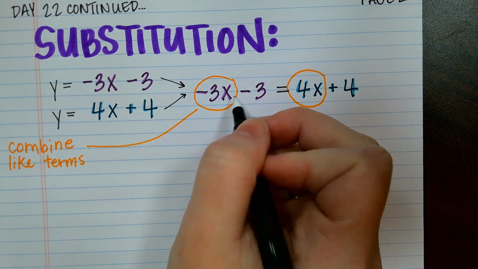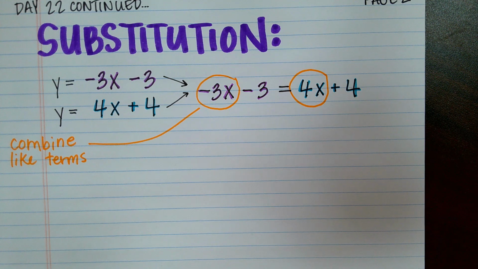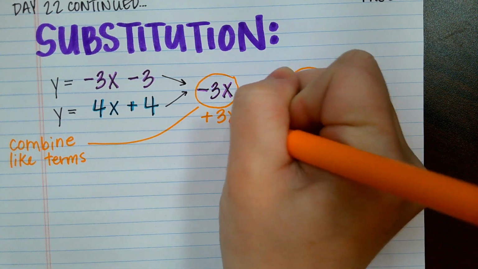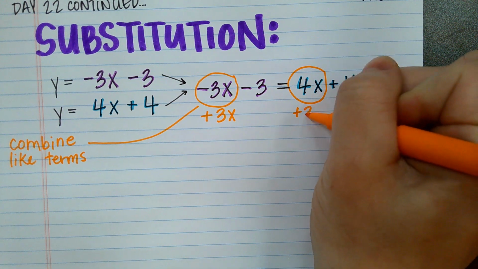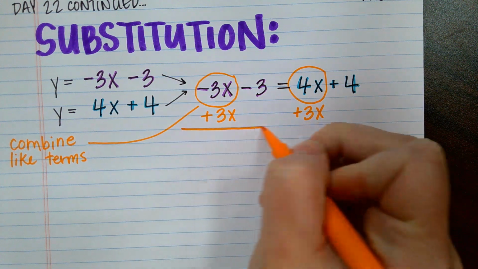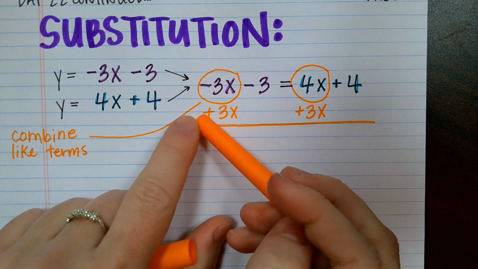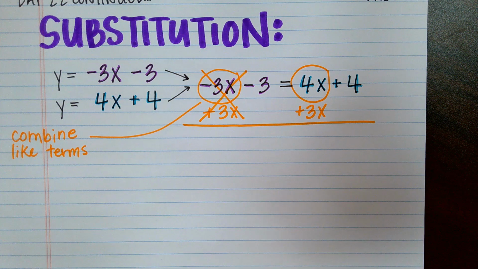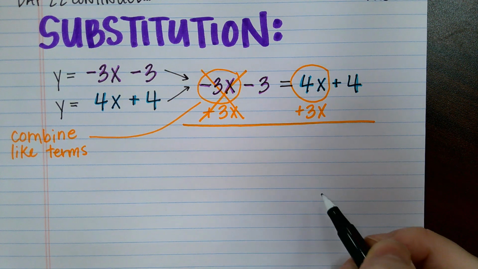So we're going to do the opposite of minus 3x. We're going to do plus 3x. And I am going to write it in orange as well. Plus 3x. Whatever I do to this side, I have to do to this side. Plus 3x. Right? So what happens to my 3x's over here? They cancel out. Now, 4x plus 3x is 7x.